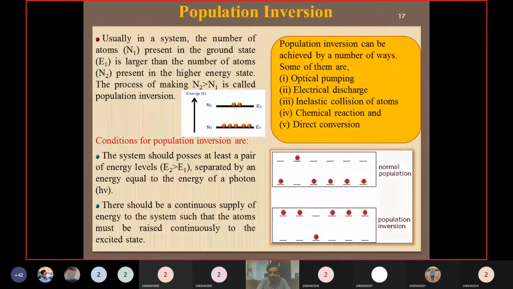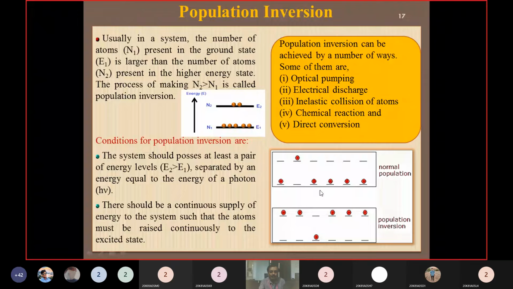The first one is population inversion. This is the most important one, because only if population inversion takes place will the material exhibit lasing action. So we have to know what population inversion is. Population inversion is when, in a system, the number of atoms N1 present in the ground state is larger than the number of atoms present in the higher energy state.